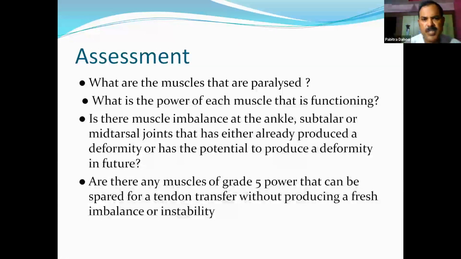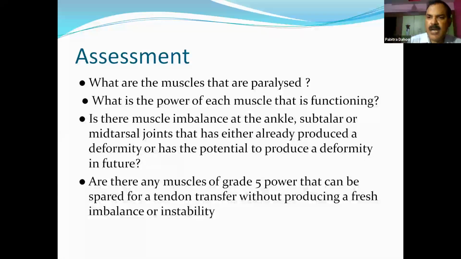When you approach a spastic foot, see what are the muscles that are paralyzed or weak than the opposite group of muscles. Okay, if some muscle is there, what is the power of each muscle that are functioning? Third, is there muscle imbalance at the ankle, subtalar, or mid-tarsal joint that has either already produced a deformity or has a potential to produce a deformity in future?